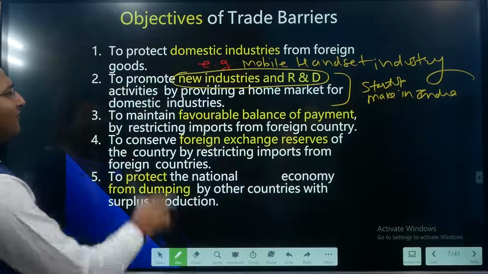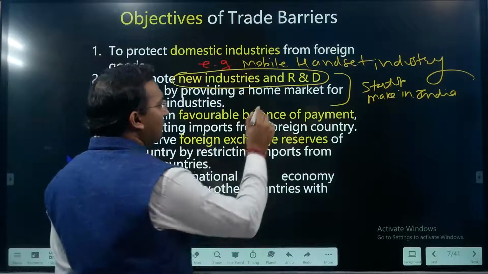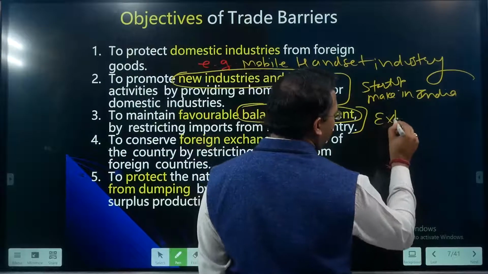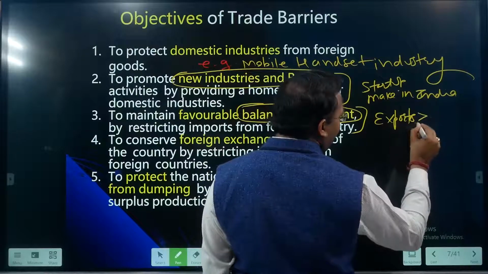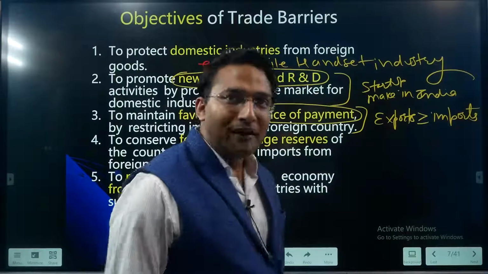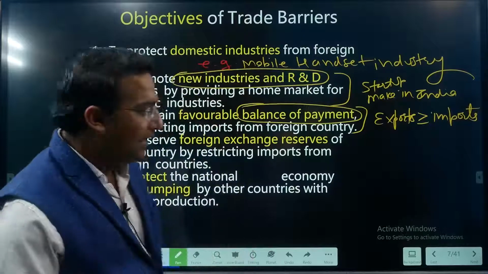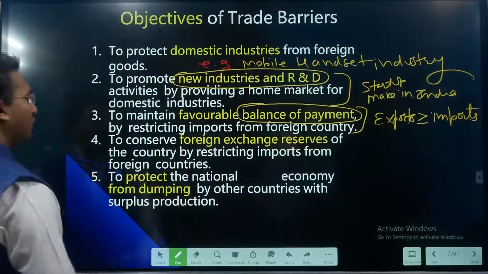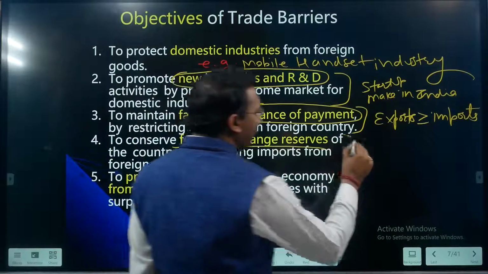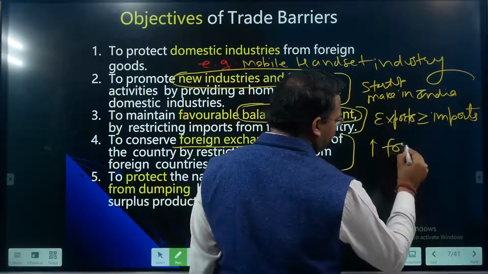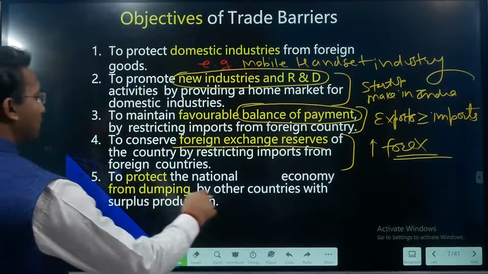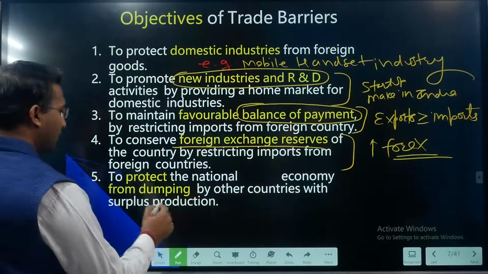Number three, to maintain the favorable balance of payment by restricting import from the foreign countries. So this favorable balance of payment is possible only when our exports are more than or at least equal to the import, right? So even to maintain the balance of payment, we need to have the trade barriers. To conserve foreign exchange reserves of the country by restricting import from the foreign countries. So we want to increase the foreign exchange reserve so that our international position is improved. To protect the national economy from dumping by other countries with surplus production.